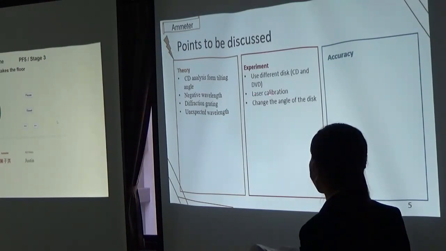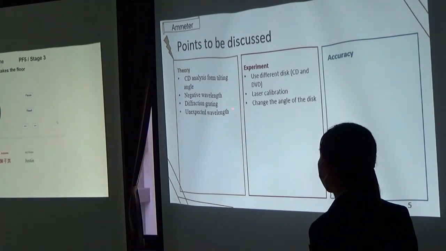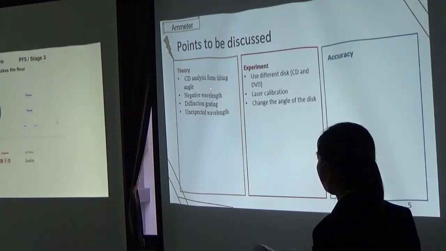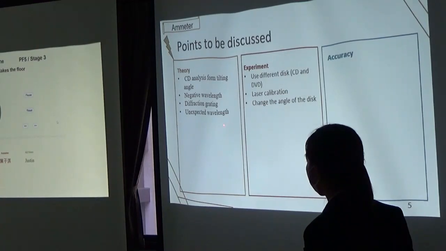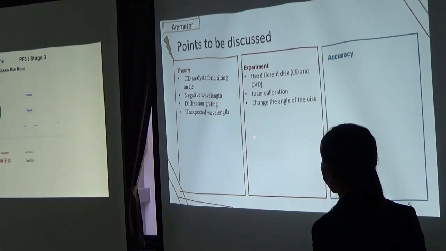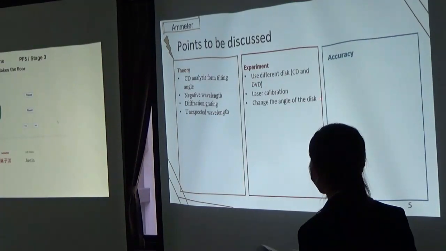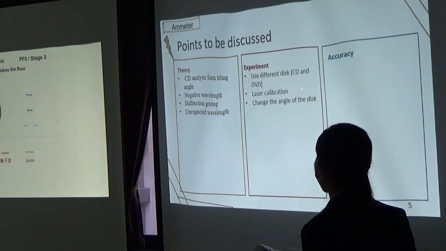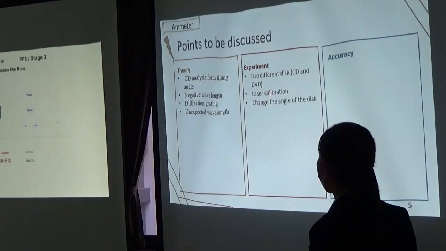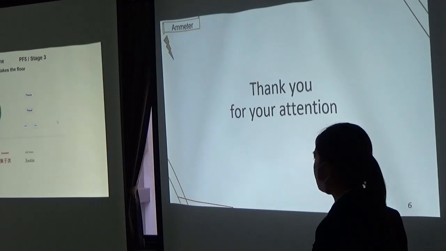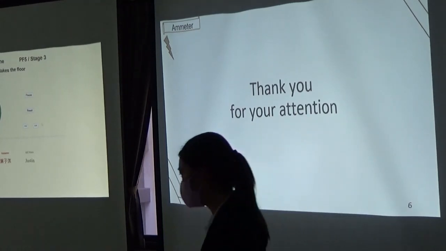And for the points to be discussed: for the third row, we will discuss the CD analysis from the tilting angle, the negative wavelength, the differential grating and the unexplained wavelength. For the experiment, we will discuss using a different disc and the CD to compare with the DVD, and the laser calibration and changing the angle of the disc. Thank you for your attention. And I want to discuss the report now. Okay.